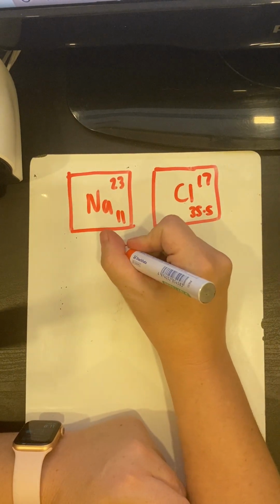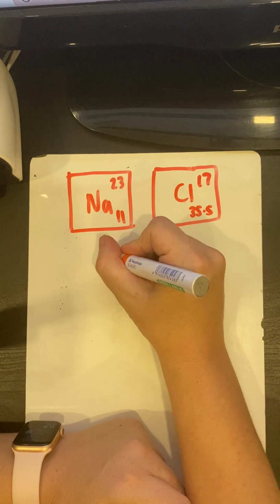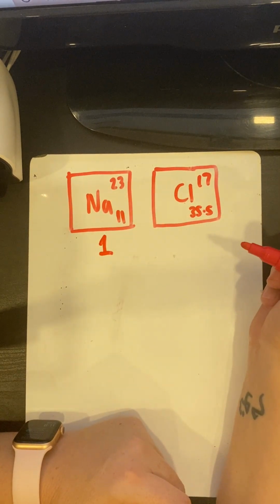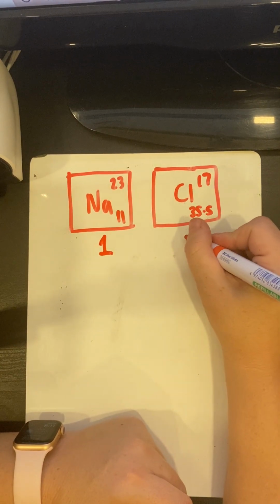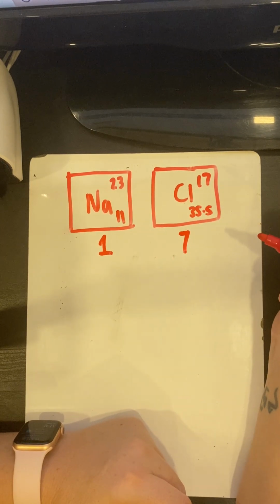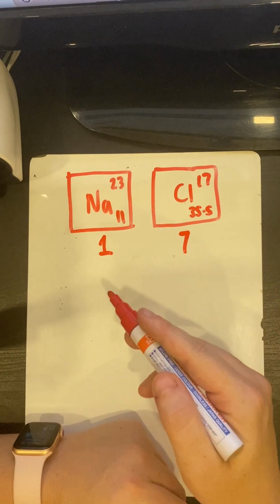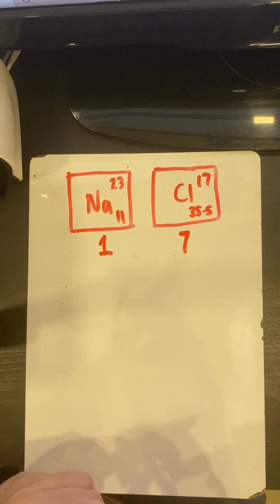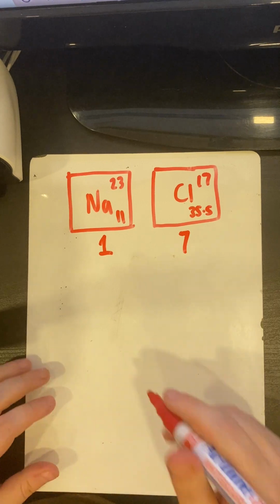Now let's have a look at what groups they're in. Sodium is in group 1, it's an alkali metal. Chlorine is in group 7, it's a halogen. So they both have a valency of 1. They both need to give away or gain 1 electron to become stable.